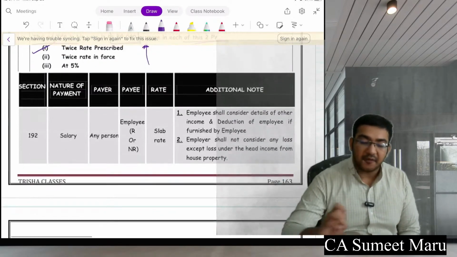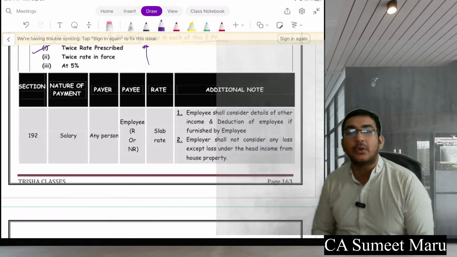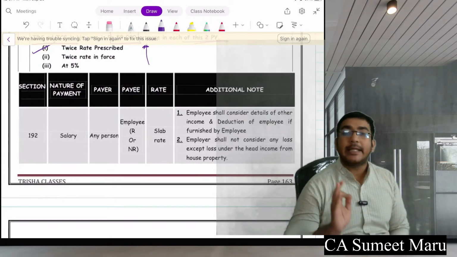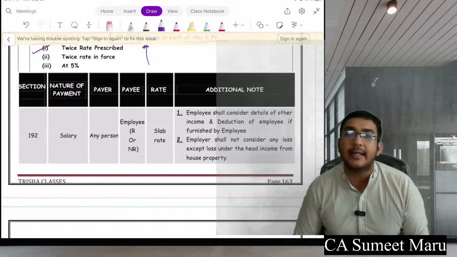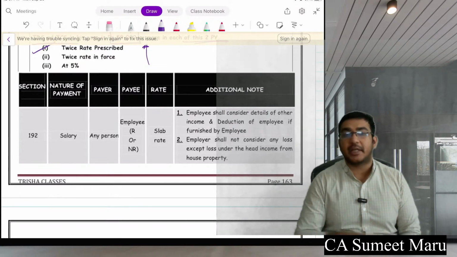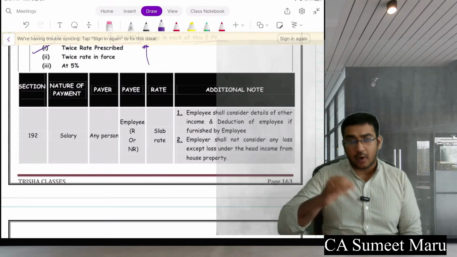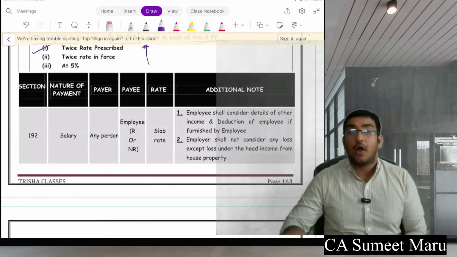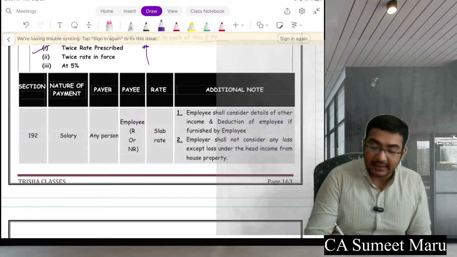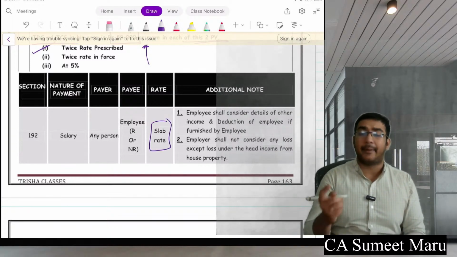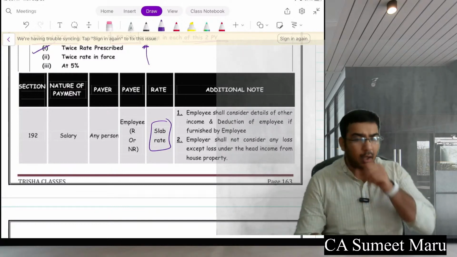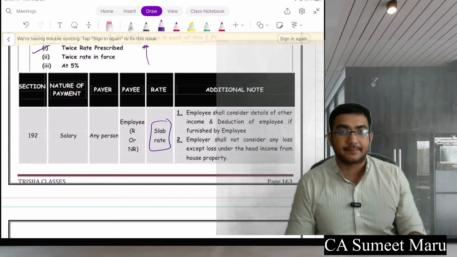Okay, the first section talks about 192, TDS on salary. This TDS has to be done at the applicable slab rate. At the end of the period, the employer asks the employee to give a complete statement of his income. So all the income has to be considered. Loss from house property has to be considered, and the rate will be the respective slab rate applicable to the employee. At this rate, you have to do this TDS.